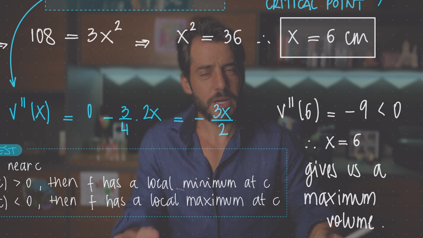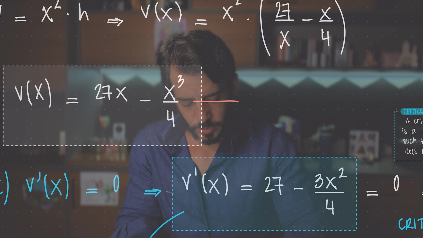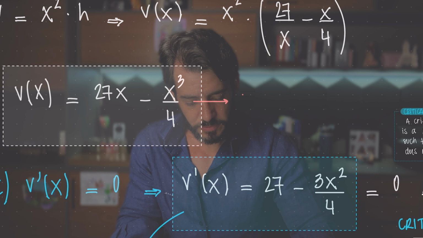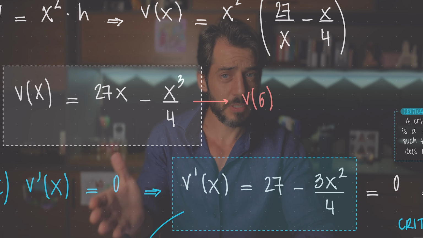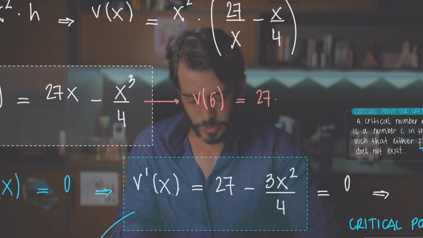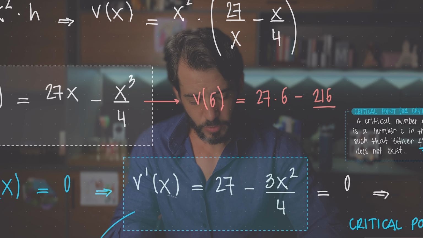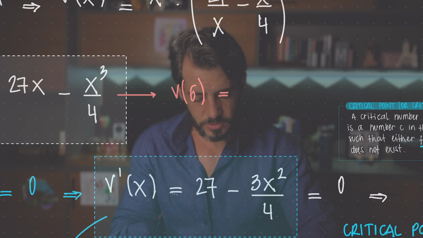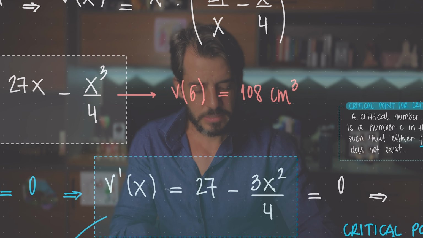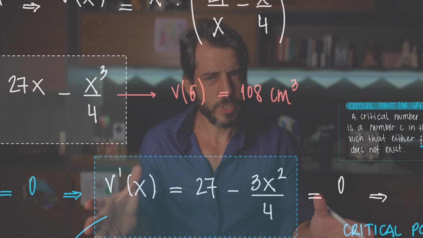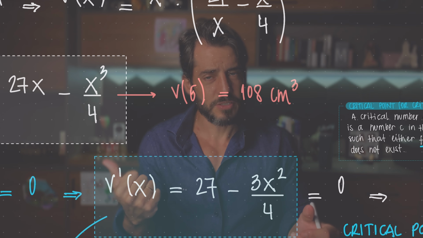And the exercise might ask you as well, what is that volume? And what we need to do to answer that question is to find V of 6, not V prime of 6, not V prime prime of 6, but V of 6, which is (27 times 6 minus 216) over 4. And coincidentally, this is also equal to 108, but this is a volume, so 108 centimeters cubed. It's just a coincidence that the numeric value was the same as the surface area.